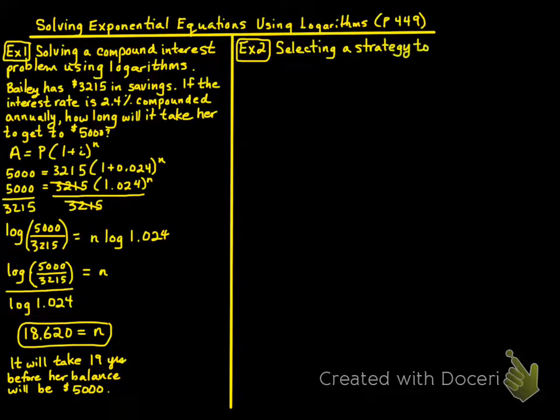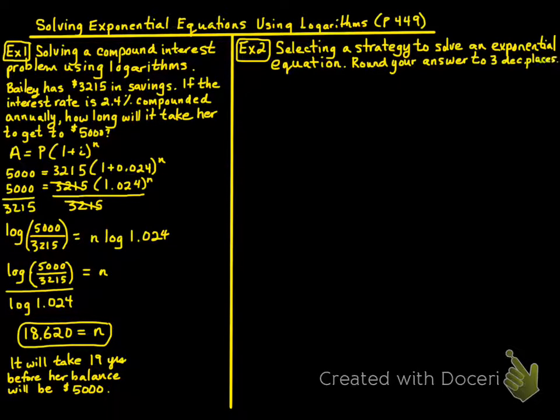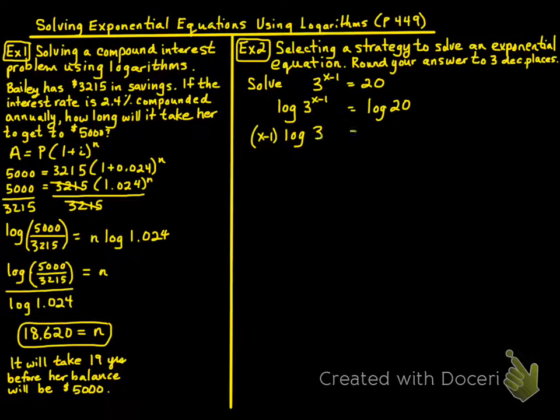Example 2. Selecting a strategy to solve an exponential equation. We're going to round our answer to 3 decimal places. In our first example, solve 3 to the power of x minus 1 equals 20. We're going to take the log of both sides. The log of 3 to the power of x minus 1 equals the log of 20. Now I can take the x minus 1 down and put it in front of log 3. And that's still going to equal log 20.